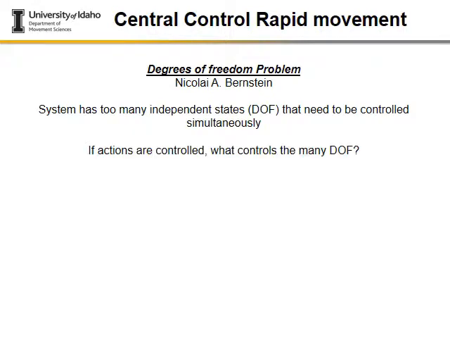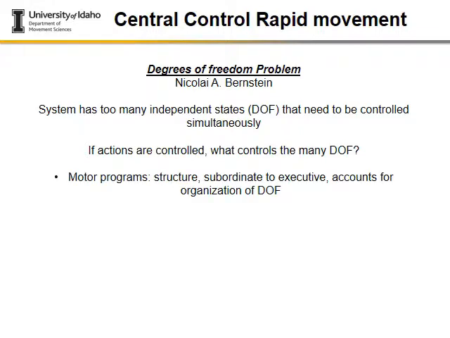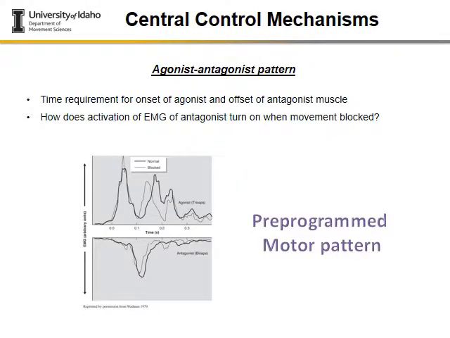And if actions are controlled, what controls the many degrees of freedom? You have these motor programs that are based off the structures. They are controlled by how you execute the task, and in this process, we have to organize degrees of freedom. As we watch people, when we say one is more controlled or more coordinated than the other, we're talking about their ability to manipulate their degrees of freedom to produce this. But can it be that simple? Some of the ideas we go through in this process are the agonist and antagonist pattern of motion, and do we have pre-programmed motor patterns?